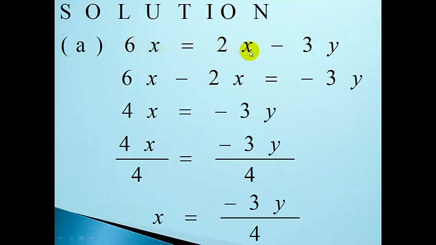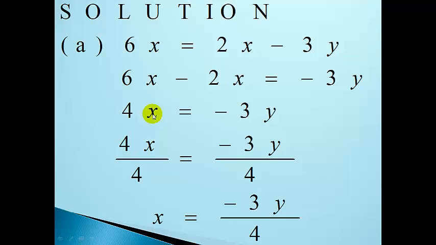Given 6x equals 2x minus 3y, take note that we are solving for x. We have an x term on the left hand side and an x term on the right hand side, so we group the x on one side. That means 2x on the right hand side becomes minus 2x on the left hand side, and on the right hand side we have minus 3y. Now 6x minus 2x is equal to 4x.